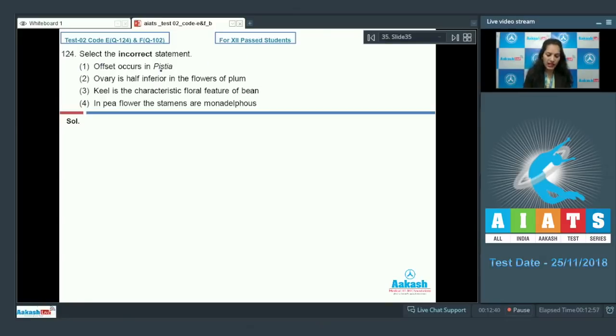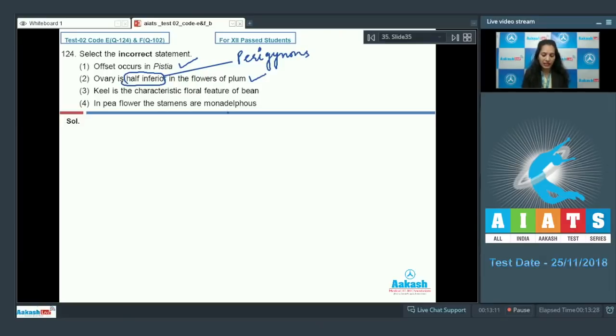First is offset occurs in pistia. Offset is the modification of subaerial stem which generally occurs in aquatic plant. Pistia is one of the aquatic plants. It has offset along with Eichhornia or the water hyacinth. So this option is correct. Second, ovary is half inferior or called perigynous. In the flowers of plum, it is true.